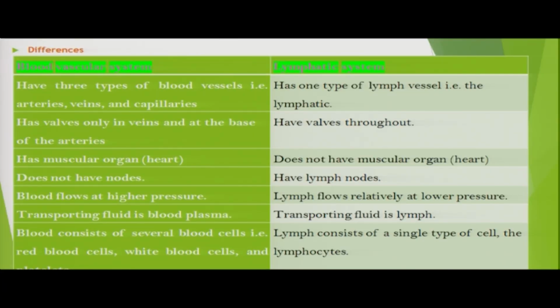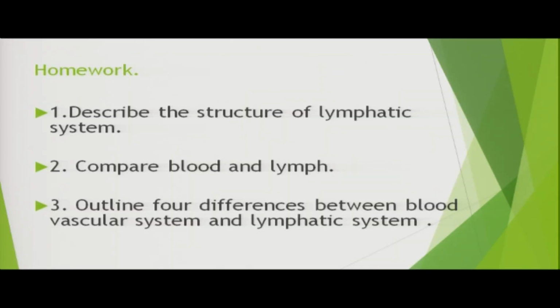Blood, as we have said, consists of many types of blood cells in the blood vascular system, while the lymphatic system has a single type of cell, which is the lymphocyte.